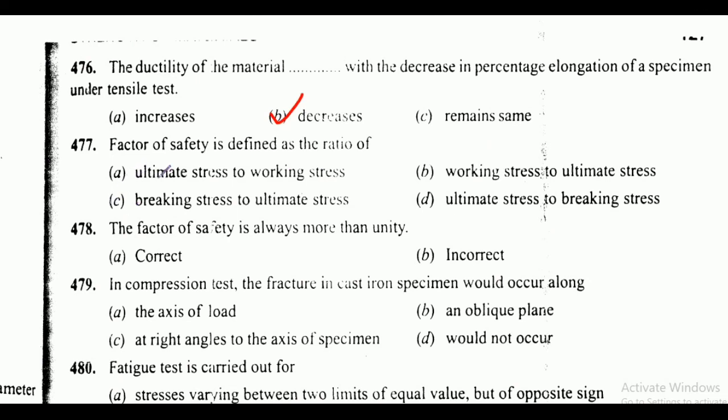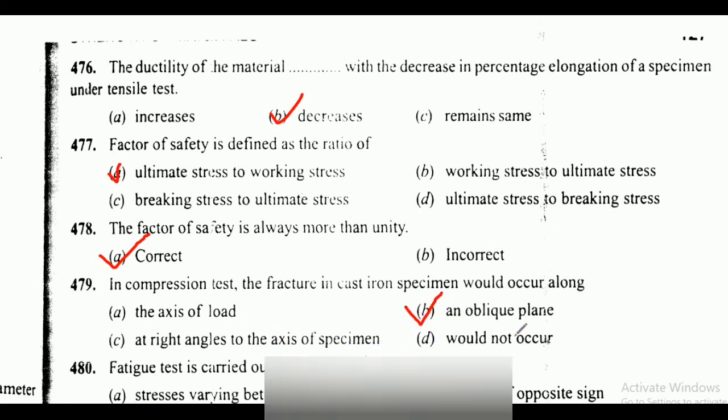The next is, the factor of safety is defined as the ratio of, here friends these are the options, and here the correct answer is option A, that is ultimate stress to working stress. Next is, the factor of safety is always more than unity. Correct or incorrect? Here friends, option A is the correct answer, that is correct. Next is, in compression test, the fracture in cast iron specimen would occur along. Here friends, these are the options, and here the correct answer is option B, that is an oblique plane.